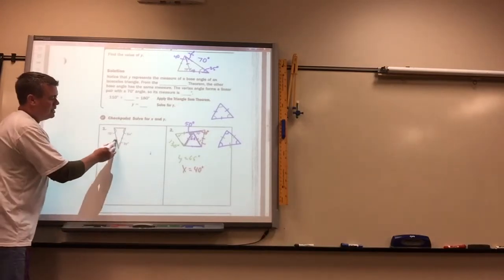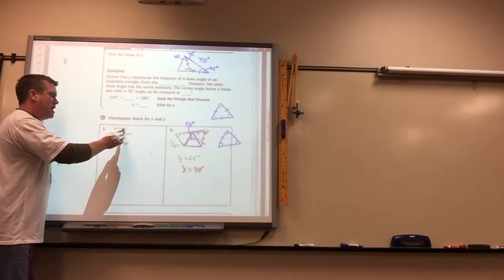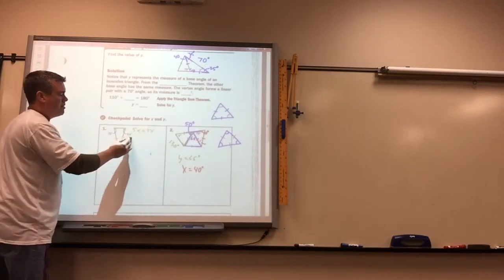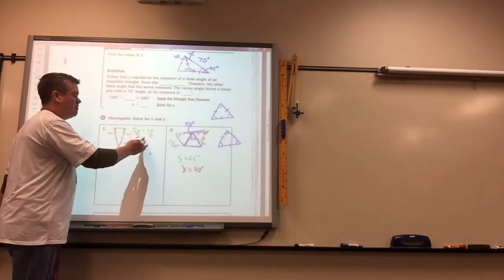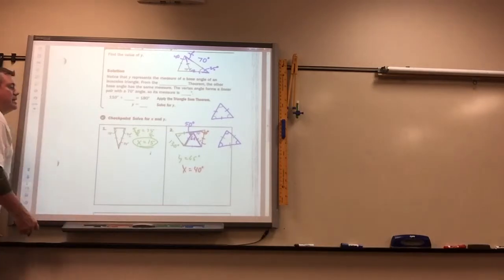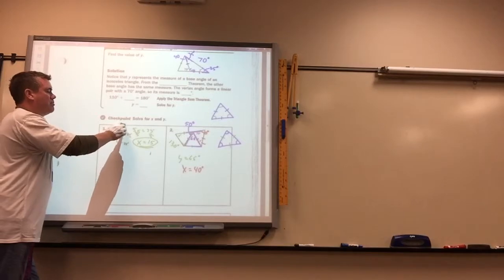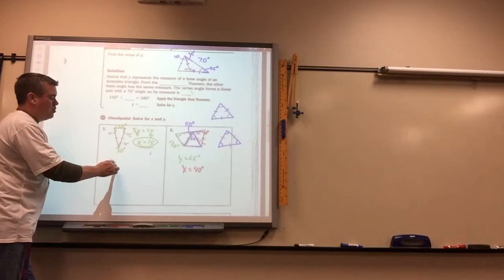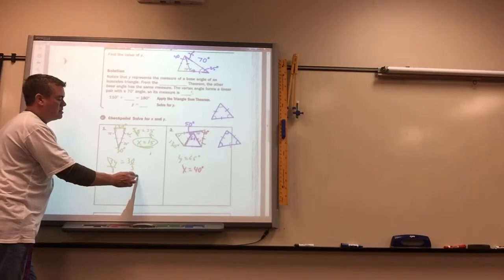This one, we've got an isosceles triangle. So that means if this is 75, so is that one. So 5x has to equal 75 because we're trying to find x and y. So all you've got to do is divide by 5, and that is 15, right? Since these two are both 75, that makes 150 degrees. That means this angle has to be 30. So 3y equals 30. Divide by 3, and that's 10.